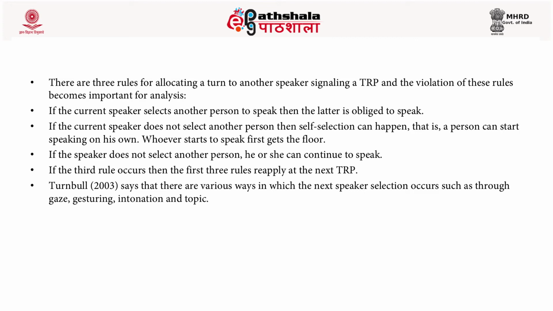If the current speaker selects the next speaker, the latter is obliged to speak. If the current speaker does not select another person, then self-selection can happen, that is, a person can start speaking on his own. Whoever starts to speak first gets the floor. If the speaker does not select another person, he or she can continue to speak. If the third rule occurs, then the first three rules reapply at the next TRP. Speakers can be selected through gaze, intonation, gestures, and other nonverbal cues such as facial expressions, pointing, etc.